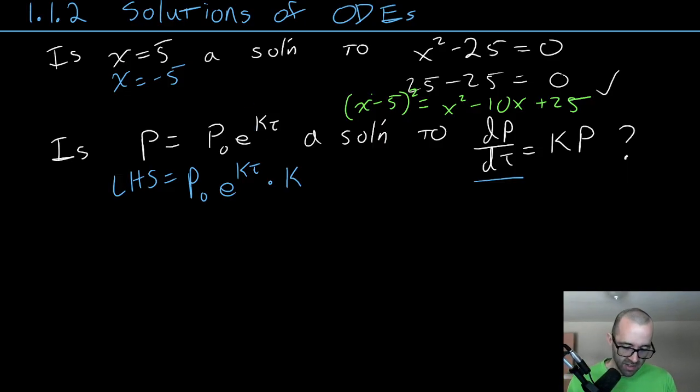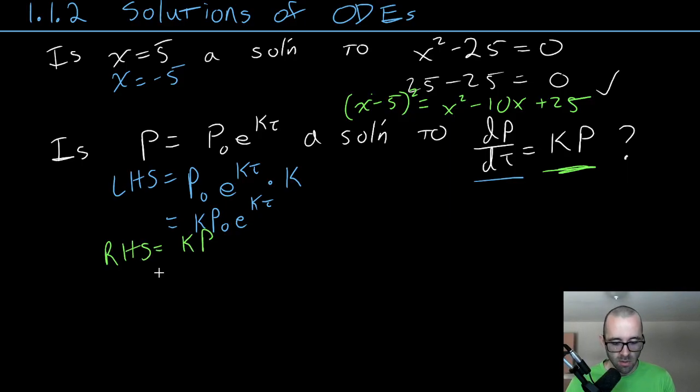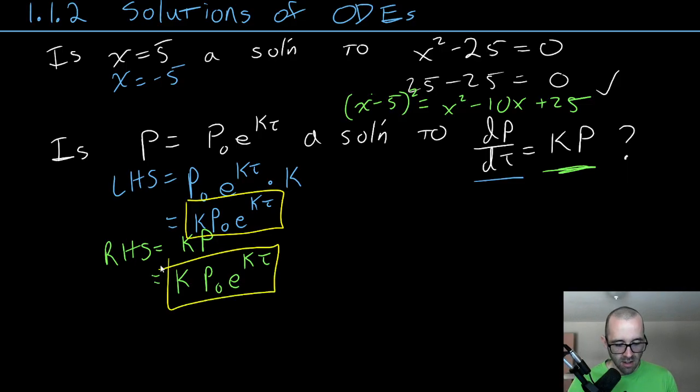Okay, so that's the left-hand side. We could simplify that a little bit, right? That's just k times P naught e to the kt. Well, if it's a solution, that should equal the other side. So the right-hand side is just k times P. Well, what was P? P was P naught e to the kt, and what you're going to see, right? Oh, let's use a different color. The left-hand side and the right-hand side are exactly the same. Yes, this is a solution.